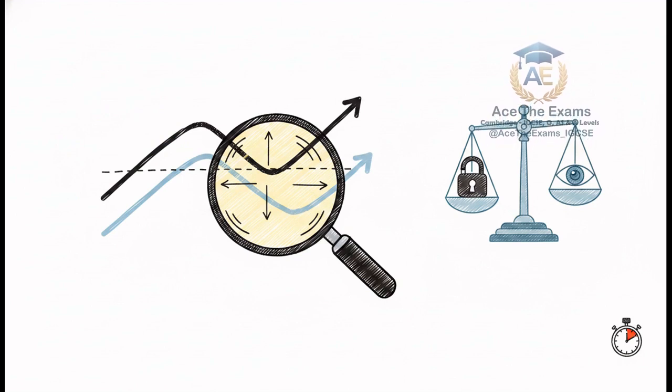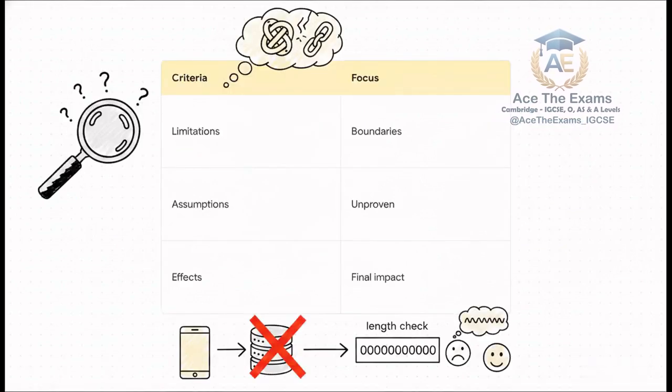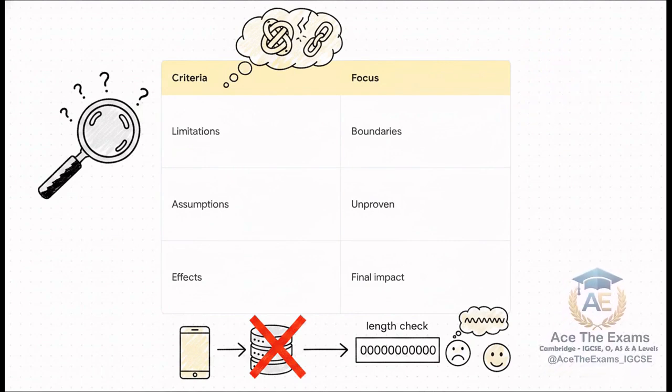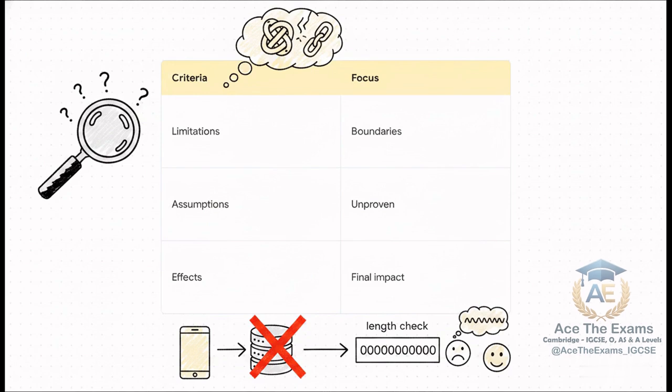Do you hear the difference? You must identify the relationship and draw a concrete, evidence-based conclusion. This table right here is your cheat sheet for evaluating evidence quality. You have to question assumptions, identify limitations, and prove how they affect your final conclusions.